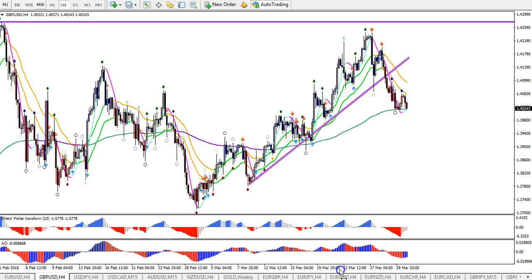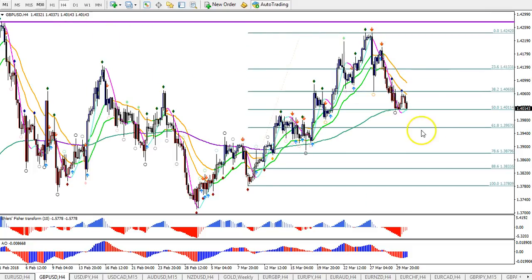I think it's at a crucial level right now, because this could still be a wave 4 if we put a fib from here to here. But it's right at the 50 fib, it's right at the round level of 140, and it's right at the long-term moving average. So if it is going to bounce, it has to be here. It's more or less now or never, in my view.